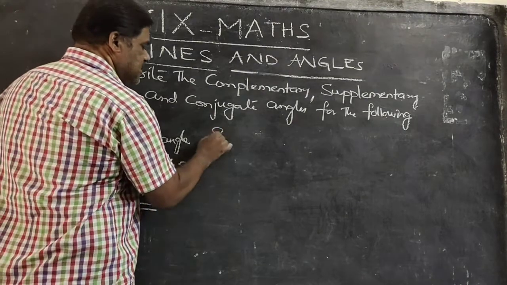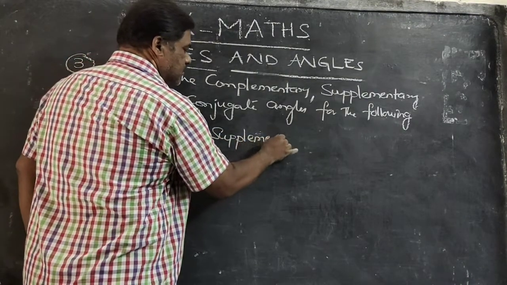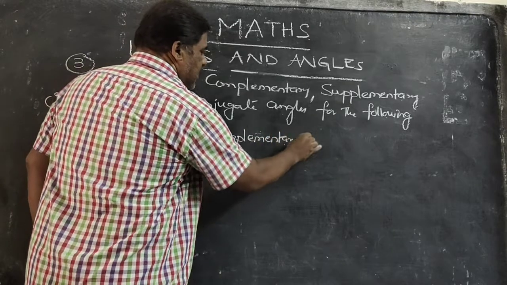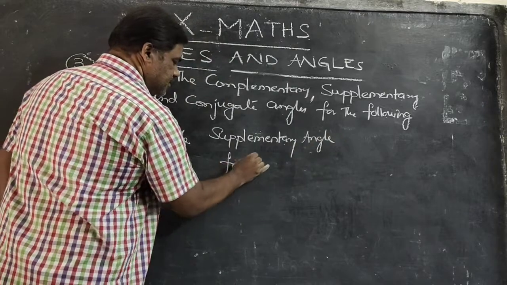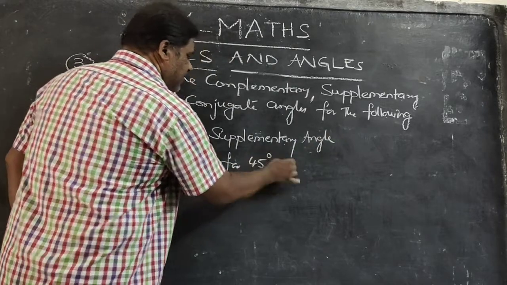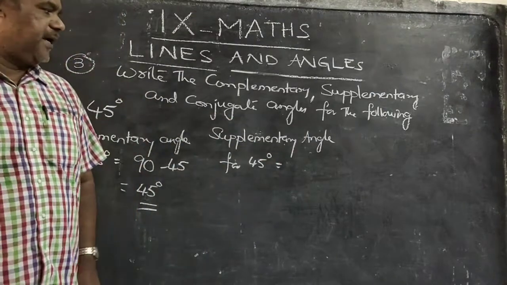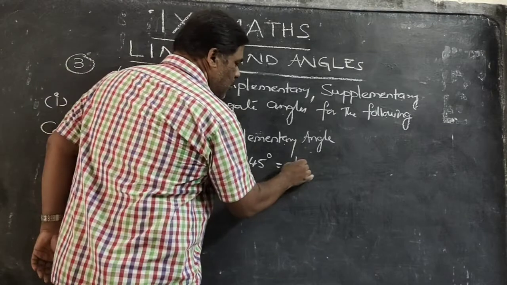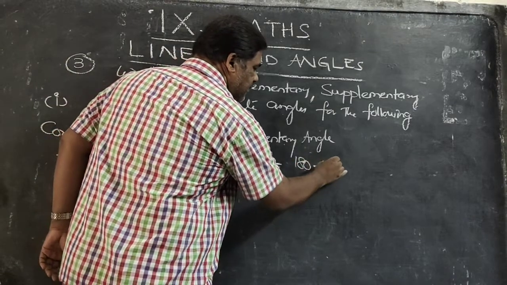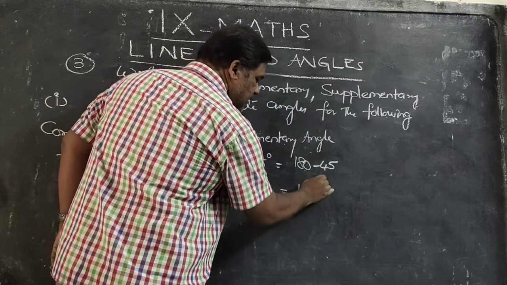Next, supplementary angle for 45 degrees. If the sum of two angles is 180 degrees, we call them supplementary angles. Supplementary angle for 45 degrees means you have to subtract from 180. So 180 minus 45, the answer is 135 degrees.